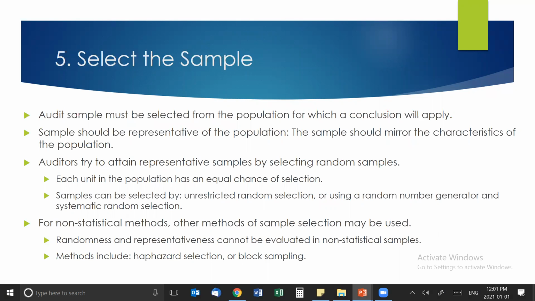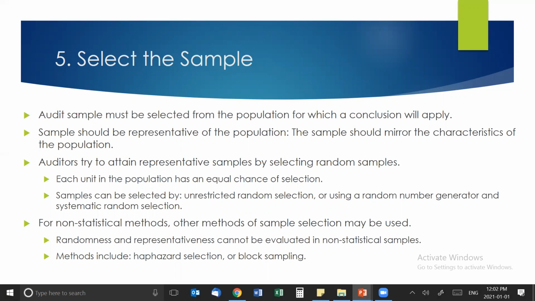All right. After you figure out what your sample size is going to be, then you select your sample. The audit sample has to be selected from the population, which you've already selected. It should be representative of the population. You should try to select random samples, so each unit in the population has an equal chance of being selected. But depending on whether you want to use statistical or non-statistical sampling, you might look at the higher numbers. Maybe you want to make sure that you get some of the higher numbers in there, so you're going to pick those.